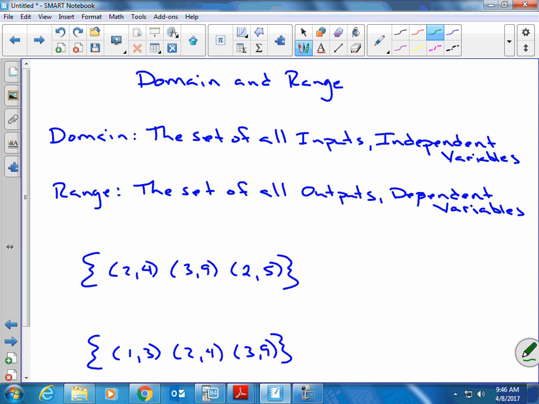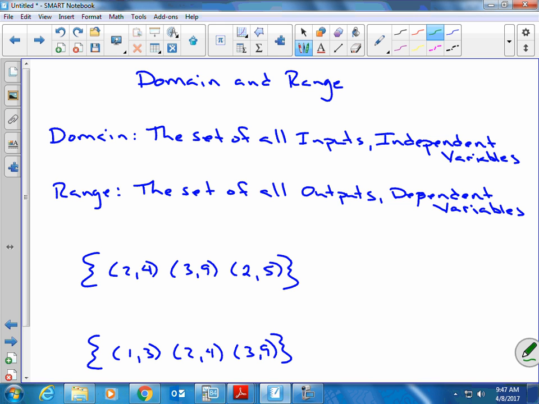Domain, as we talked about in other recordings, is the set of all first coordinates when you're looking at a relation or a function. Another way of saying it, it's the set of all inputs. Another way of saying it is that it's the set of all independent variables. All those definitions mean the same thing, depending upon what we're looking at.